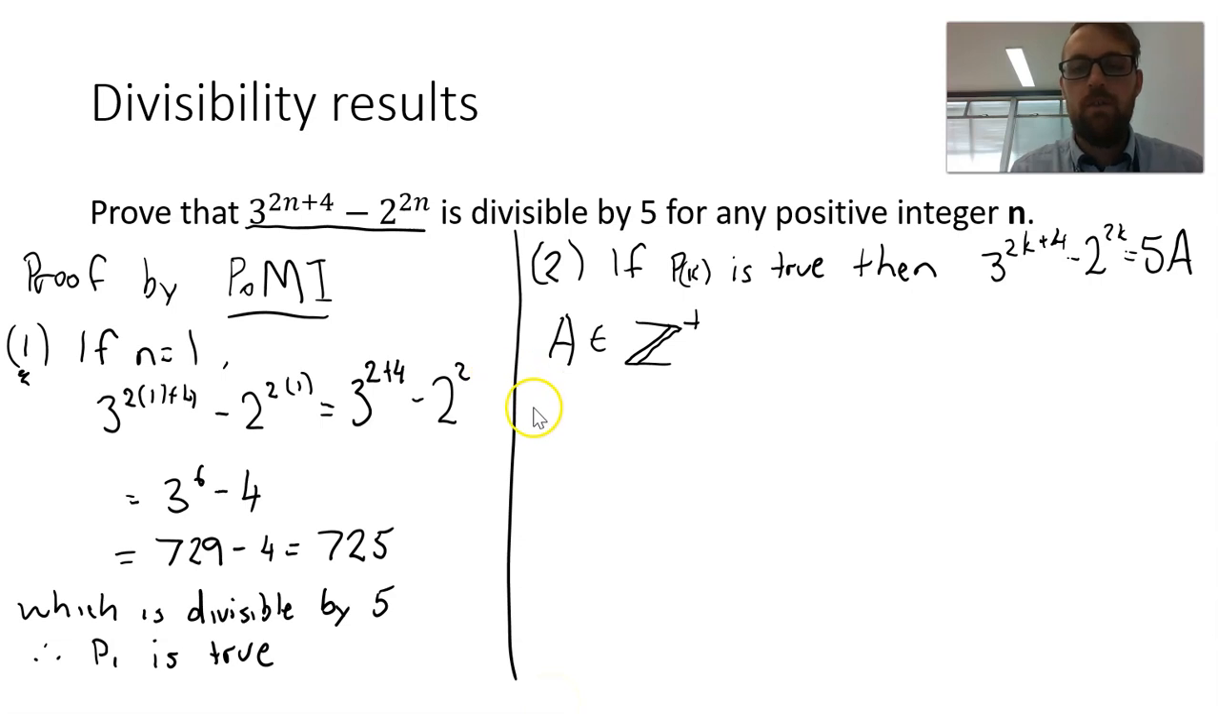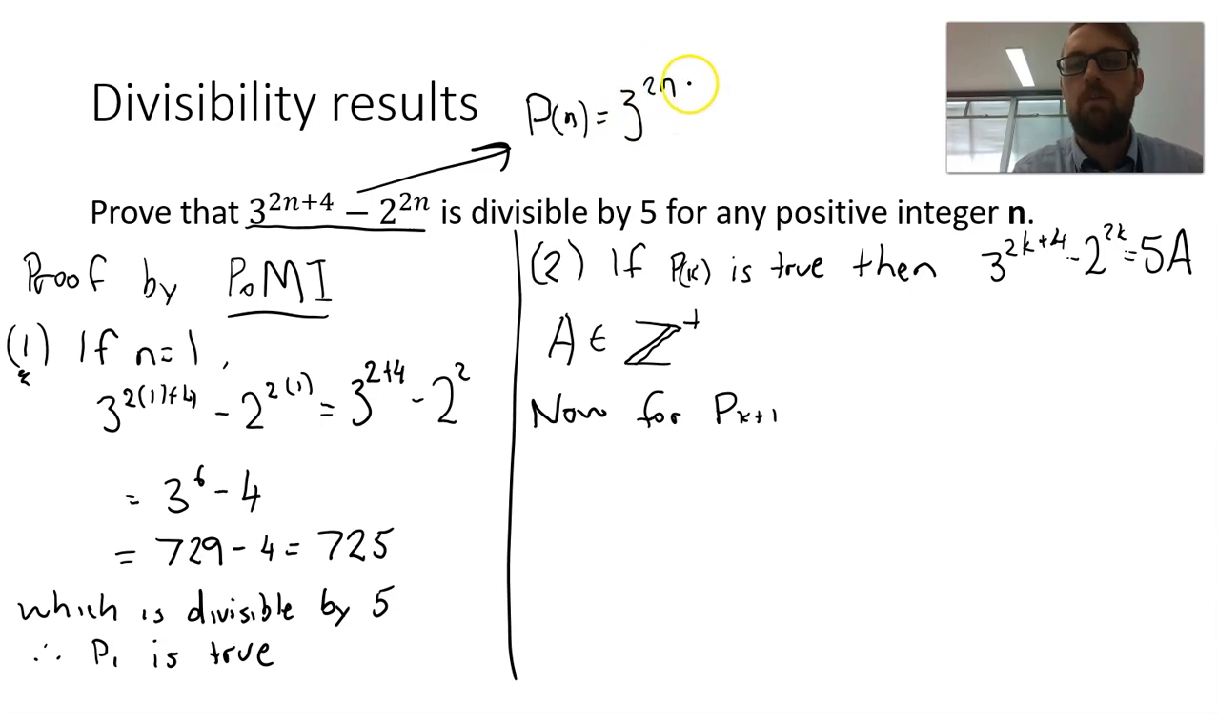So again, I'm being really formal here, but we need to be. So now, for P of k plus 1, what we do is we go back to our original and we put k plus 1 in there. Just on a side note, what we had originally is that P of n equals 3 to the power of 2n plus 4, take away 2 to the power of 2n. When I'm talking about P of k here, I'm just putting k in for my n's. When I was talking about P of 1, I was putting 1 in. So now when I have P of k plus 1, I'll put in my k plus 1 in there.